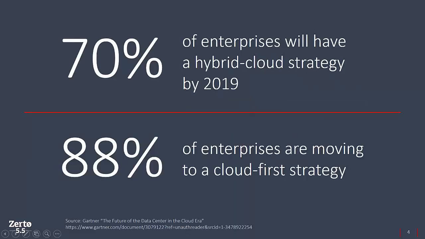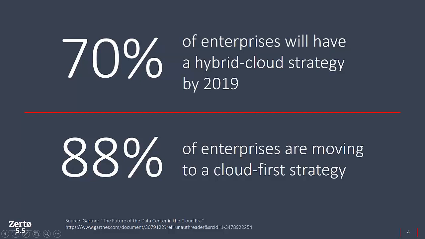What we've been seeing as we've talked with customers is that 70% of enterprises will have a hybrid cloud strategy by 2019. We've been backed up by the folks at Gartner, and what we're also hearing is that 88% of enterprises are moving to a cloud-first strategy. But what's really important to understand is that it's no longer a question of if you will do cloud or not. It's how many clouds will you have? How will your hybrid strategy evolve over time as you move through your cloud strategy?